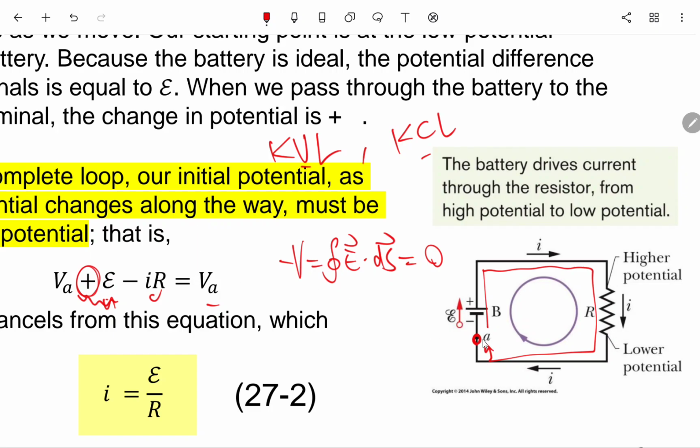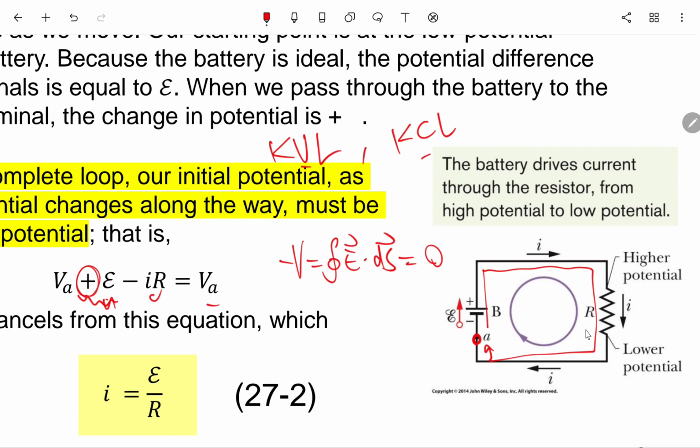Okay, so the idea here is for this battery, we go from negative to positive. Which means this is low, this is high, so we need to add E here, so that this point will be VA plus E. Okay, the idea is like this. And then going through here, this is the wire, so no potential difference.